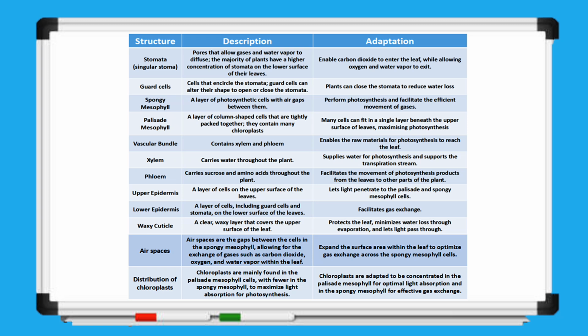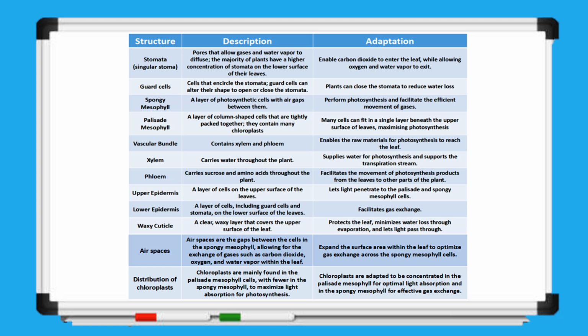These are tiny pores found mostly on the lower surface of the leaf. They're the entry and exit points for gases. Through these pores, carbon dioxide enters, and oxygen and water vapor leave. Then we have the guard cells, which surround the stomata. They're clever, they can change shape to open or close the pore depending on the plant's needs, especially to control water loss. Next is the spongy mesophyll.